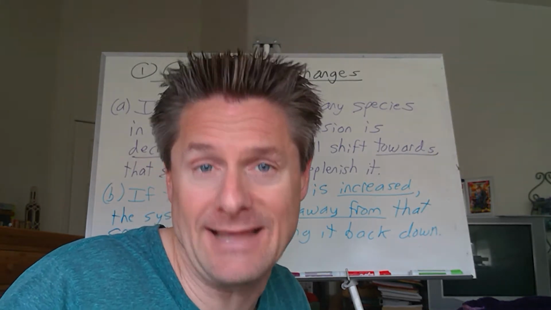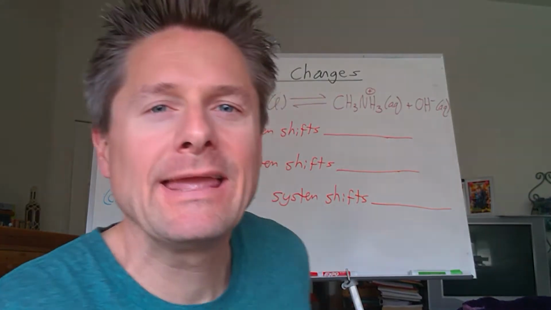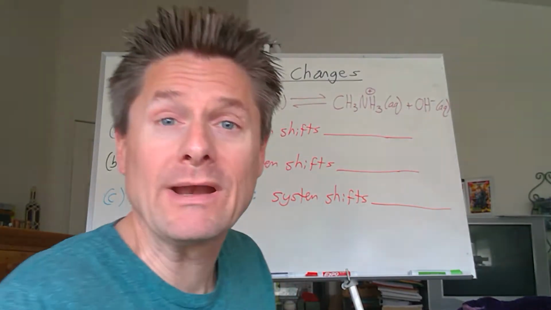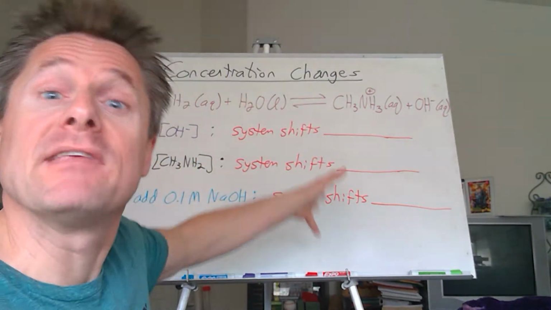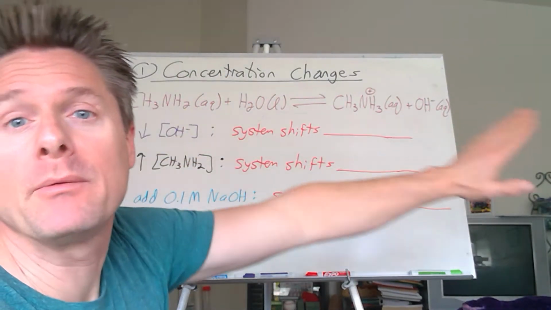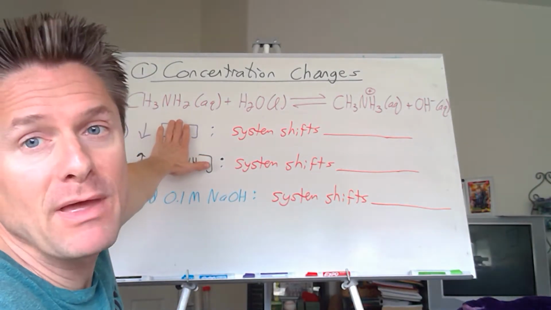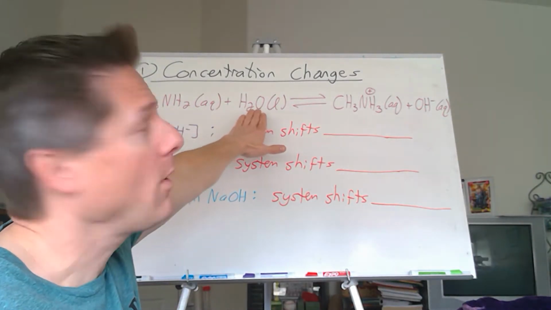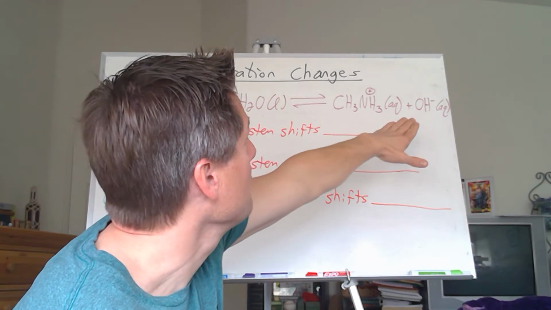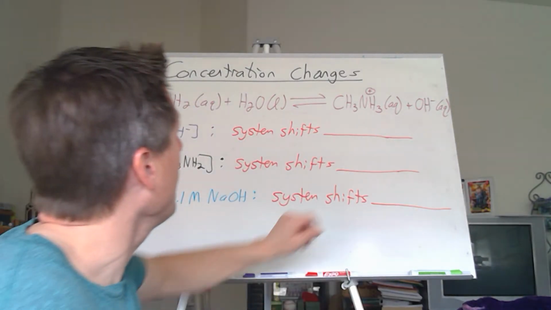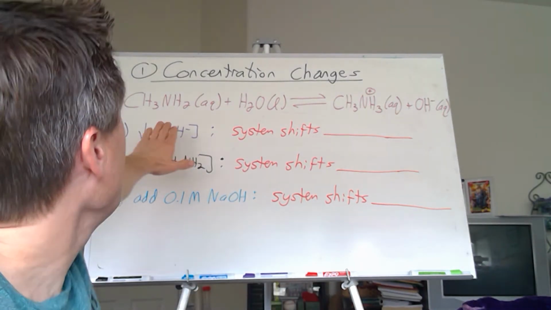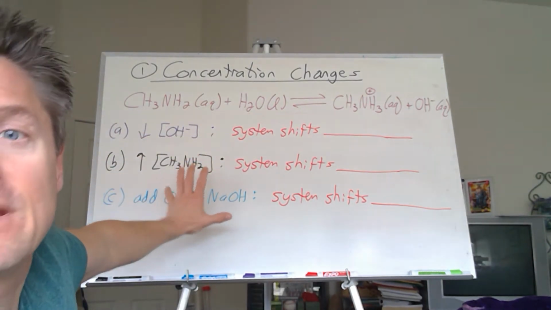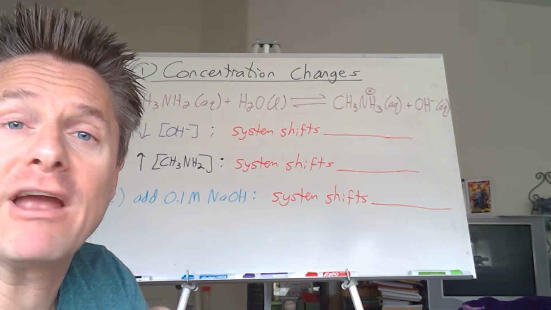So let's do an example. All right, gang, here's a typical quiz or exam problem you might see. Problem number 1, parts A, B, C, right? So here's an equilibrium system. In this case, we have a weak base, methylamine, ionizing in water to create the methylammonium ion and OH minus. So let's take a look at 3 different types of disturbances that affect concentrations.